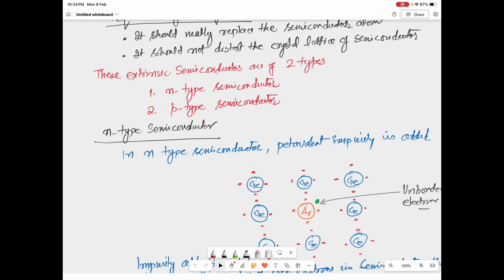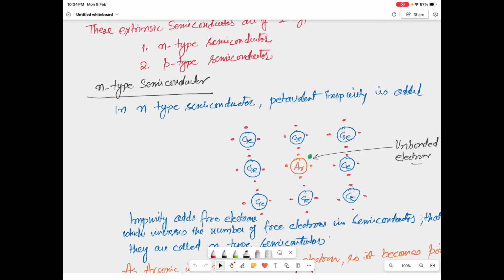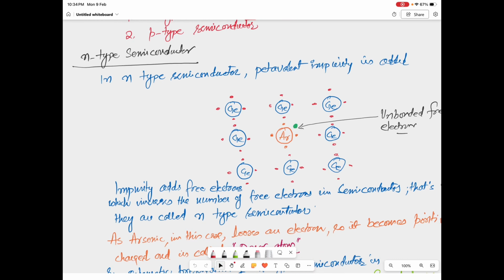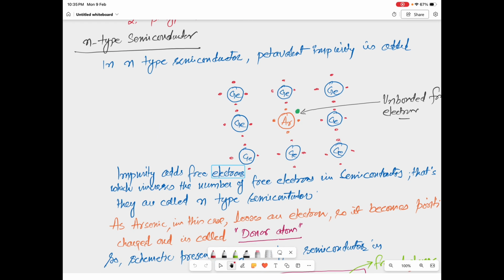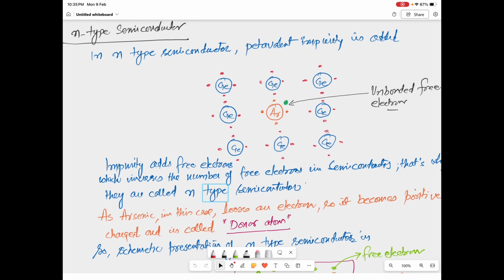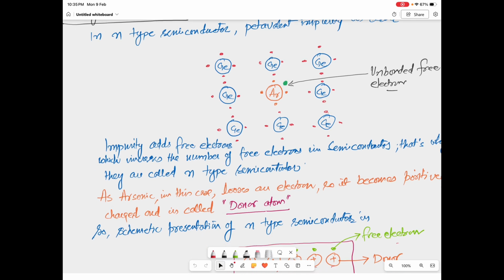In an N-type semiconductor, a pentavalent impurity is added. You can see in this figure that I have replaced one of the germanium atoms with an arsenic atom, which has five electrons in its outermost orbit. There is an extra unbound free electron, which is responsible for conducting the current. So electrons become the majority charge carriers in an N-type semiconductor.